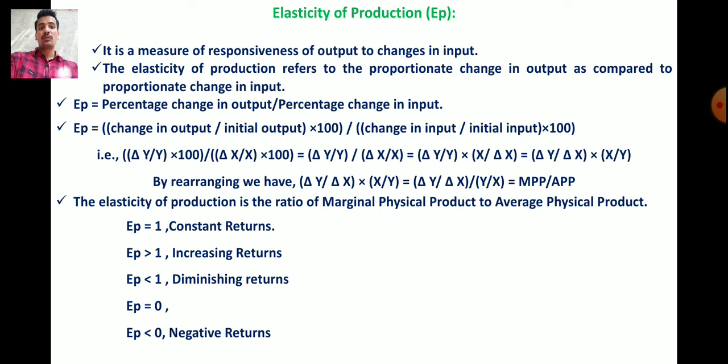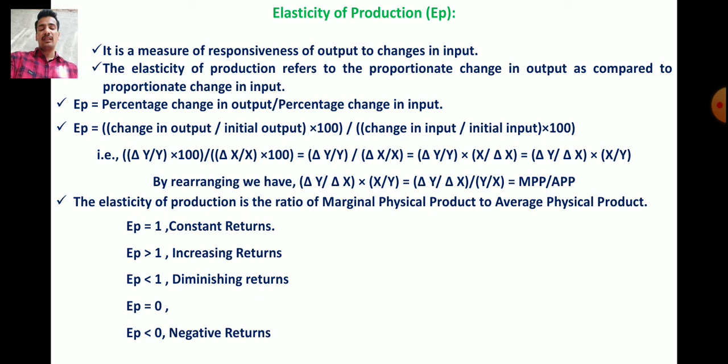Okay, now EP is equal to change in output divided by initial output into 100, divided by change in input divided by initial input into 100. So this is the algebraic form of the elasticity of production, that is delta Y, whereas Y is the output. Delta Y means change in Y divided by Y into 100, divided by change in input, means delta X divided by X into 100. Then ultimately, delta Y divided by delta X into X divided by Y.